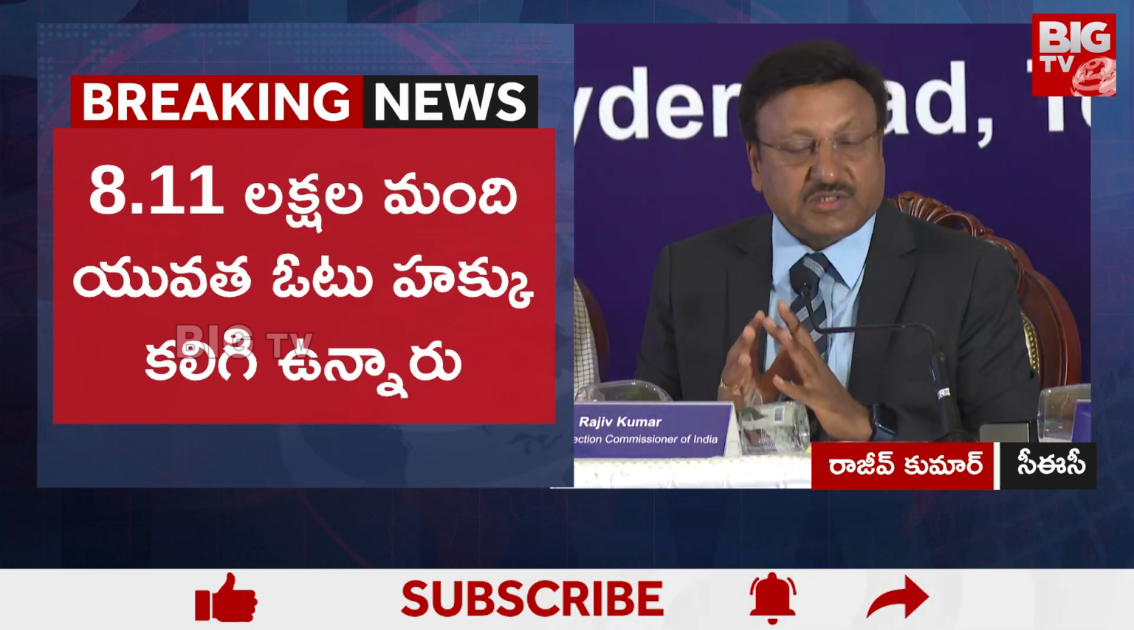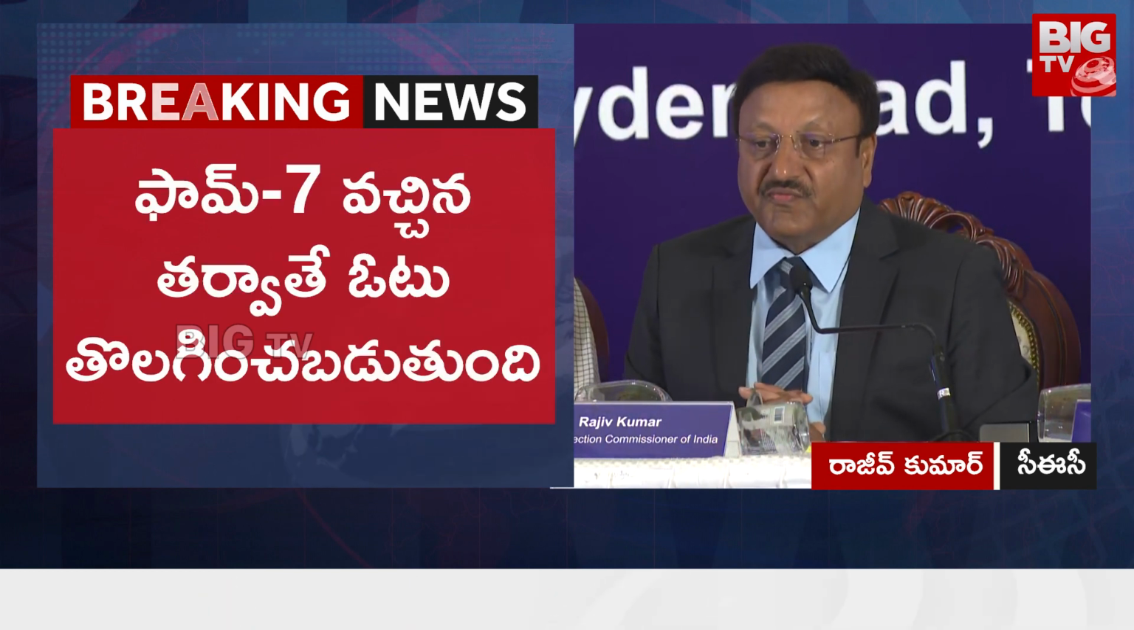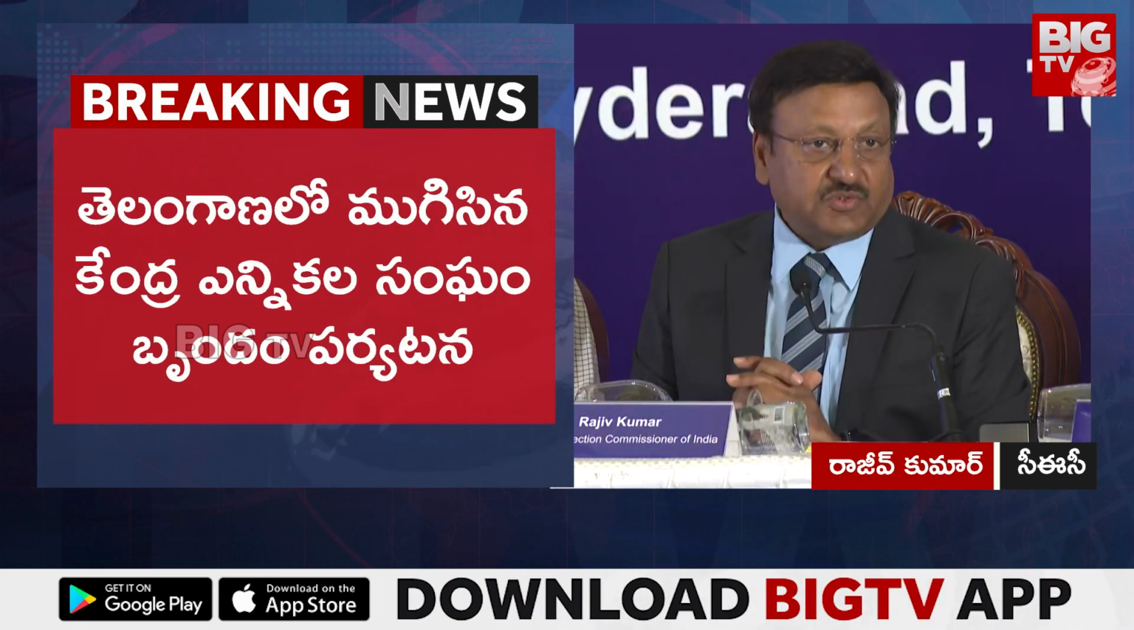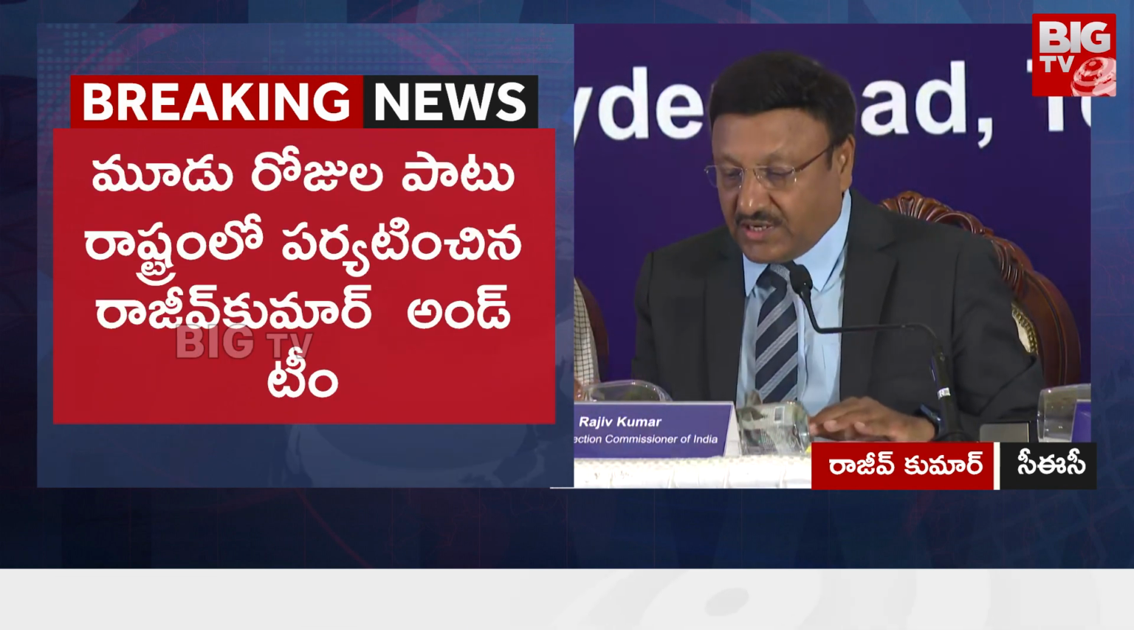This was the number of voters which these households had, of which 4.15 lakh voters were identified for address correction. So if somebody's house had a different number, an oblique number, whatever, that was corrected.